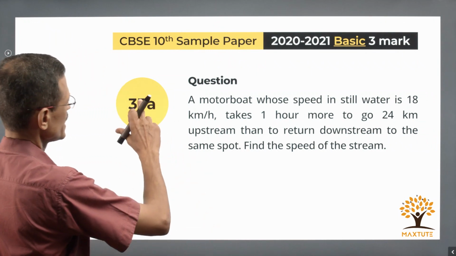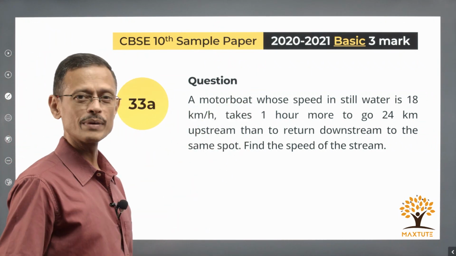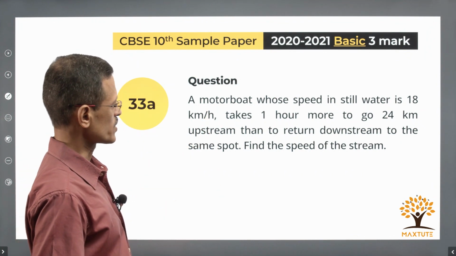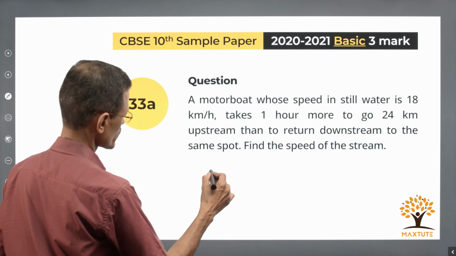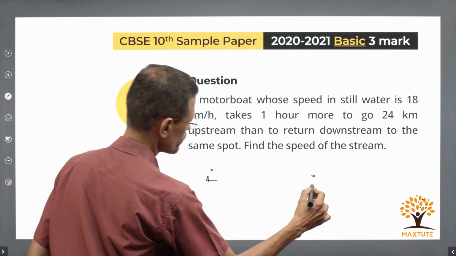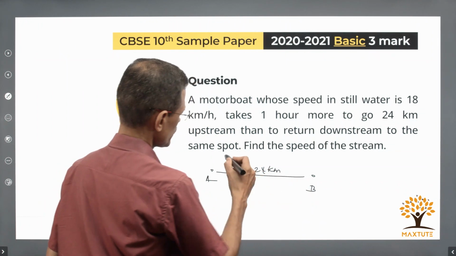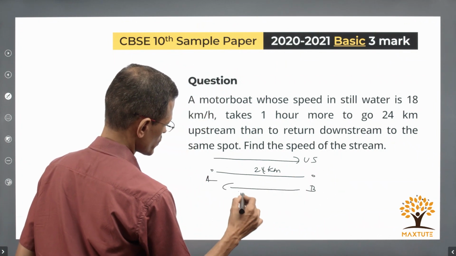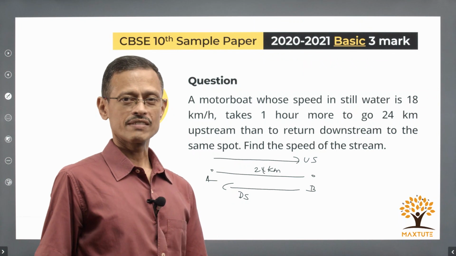Let's get started. A motorboat whose speed in still water is 18 kilometers per hour takes 1 hour more to go 24 kilometers upstream than to return downstream to the same spot. So the boat is traveling from A to B, and let's say the distance is 24 kilometers. One-way journey is upstream, the return journey is downstream. That's what it is stating. Find the speed of the stream is what the question is.